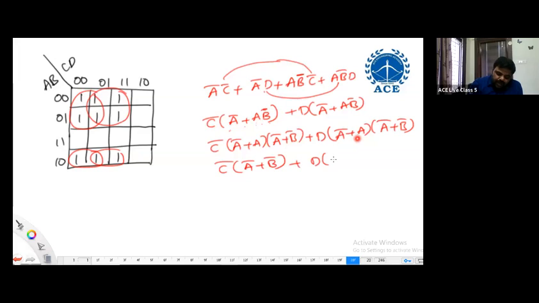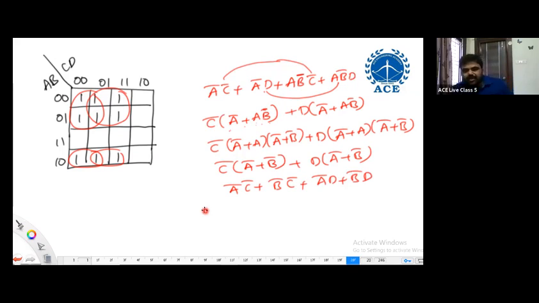A bar plus A is again one, A bar plus B bar, so A bar C bar, right? B bar C bar, A bar D plus B bar D is again the same we are getting. So this is also equal to this. Further simplification is possible, but functionally equal.